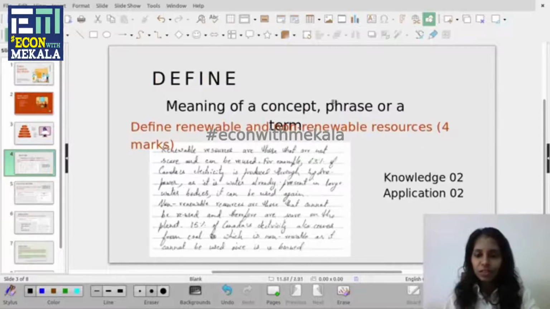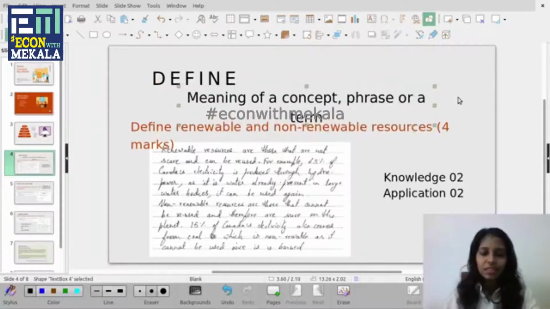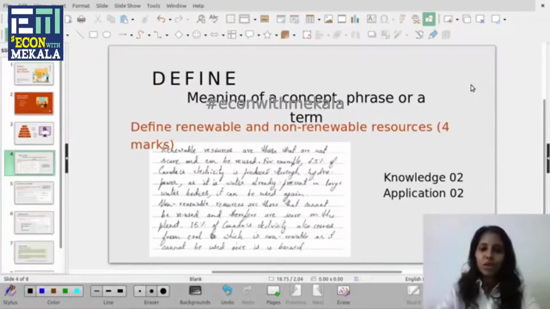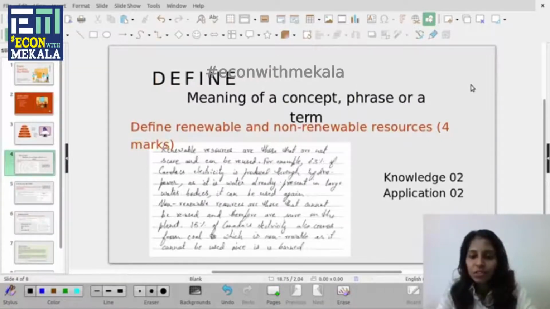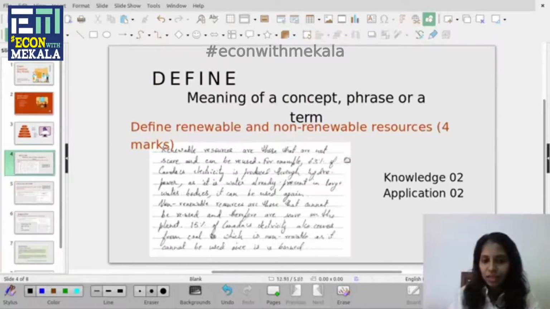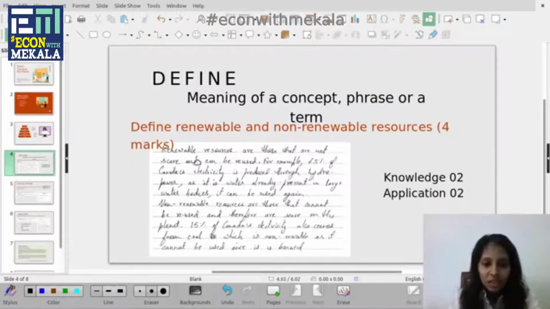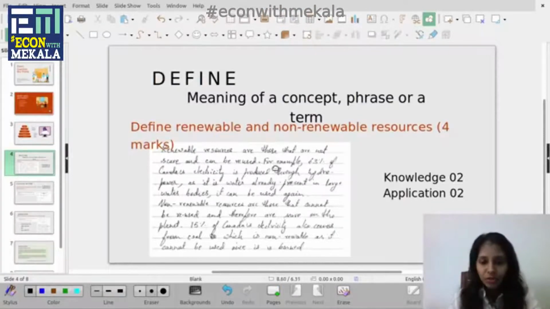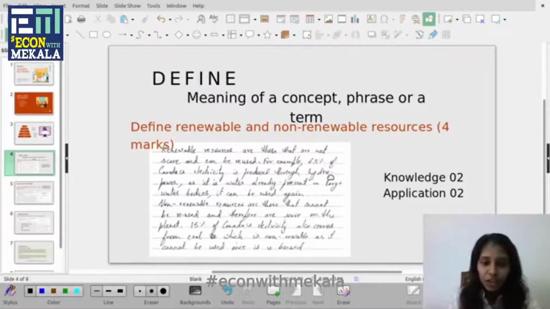I first got a question that is about define. So you can get a question like define renewable and non-renewable resources, and marks allocated for this question are 4 marks. So now I have given a sample answer written by a student. You can see this student has written: renewable resources are those that are not scarce and can be reused. For example, 63% of Canada's electricity is produced through hydropower.